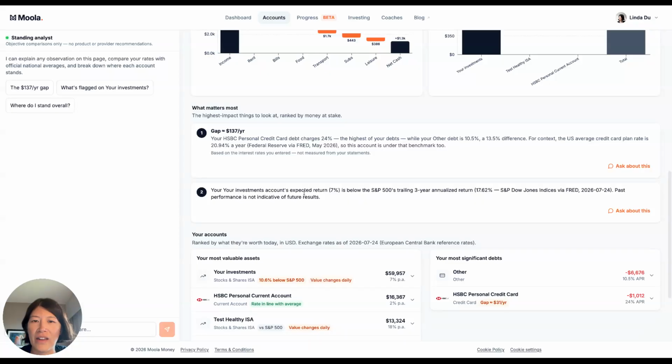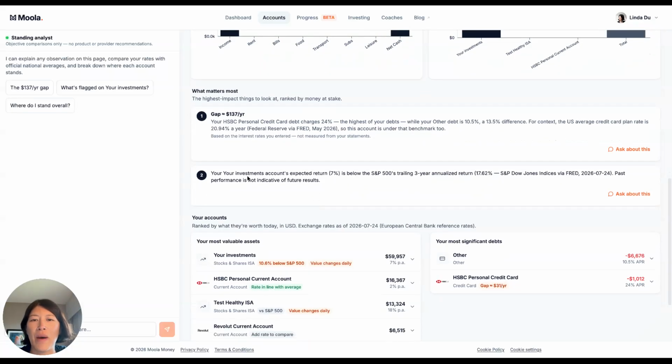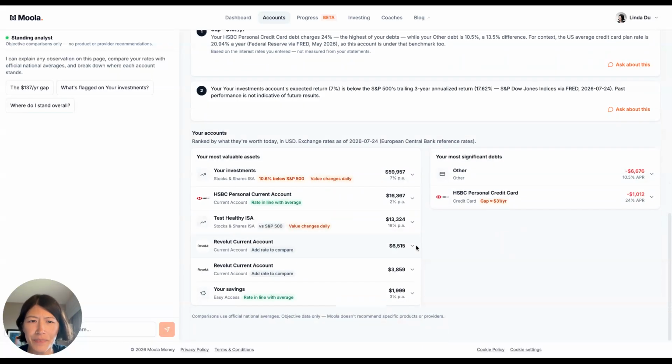Another insight that is found is that in my investment account, my returns are 7%, and that's quite low compared to the benchmark of the S&P 500, which is 17.6%. What that suggests is maybe I can take another look at that account, and if I'm comfortable with it, pick riskier assets.